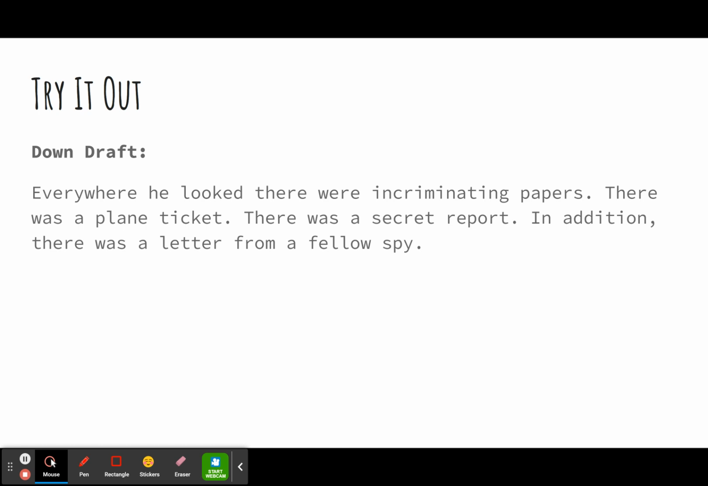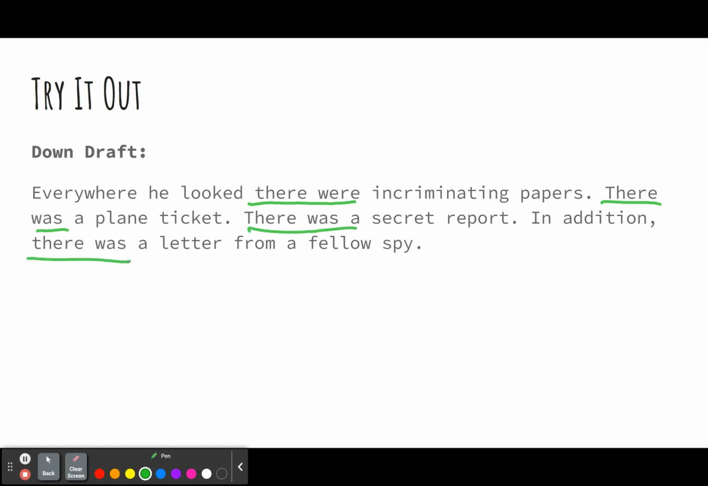If you have this idea: everywhere he looked, there were incriminating papers. There was a plane ticket. There was a secret report. In addition, there was a letter from a fellow spy. If you're looking at this, immediately you should be seeing that unnecessary repetition, right? There were, there was, there was. We do not need to say it that many times.